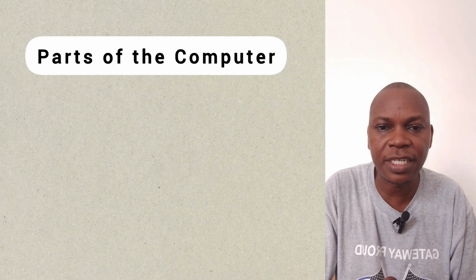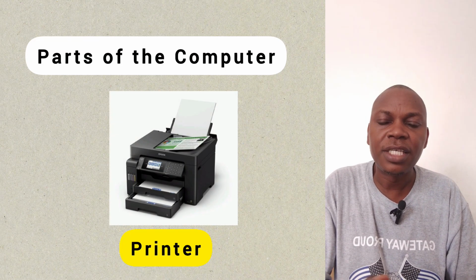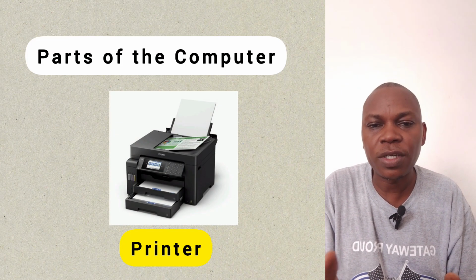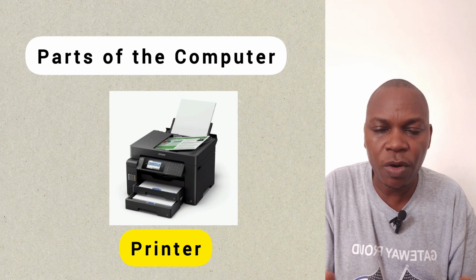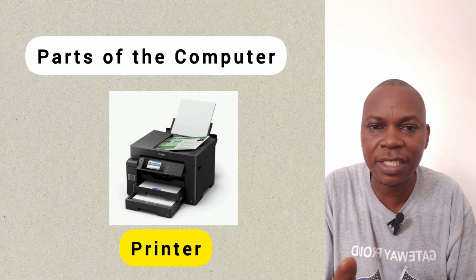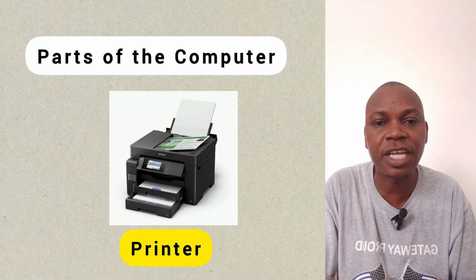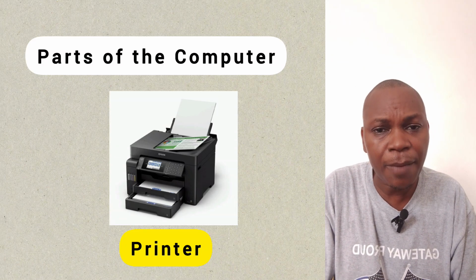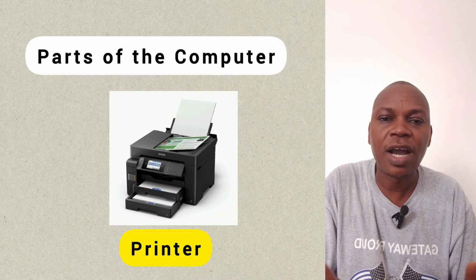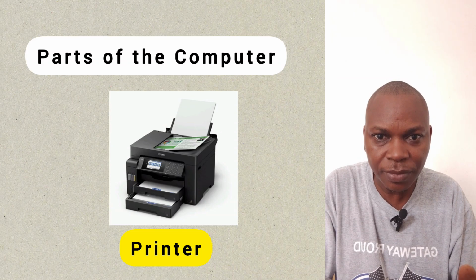Number 2 is the printer. The printer is responsible for printing out whatever you have been doing on the computer. Maybe you are typing a text, you are designing, and now you want to print it out. It means that you are going to use the printer. A printer is an example of output devices.